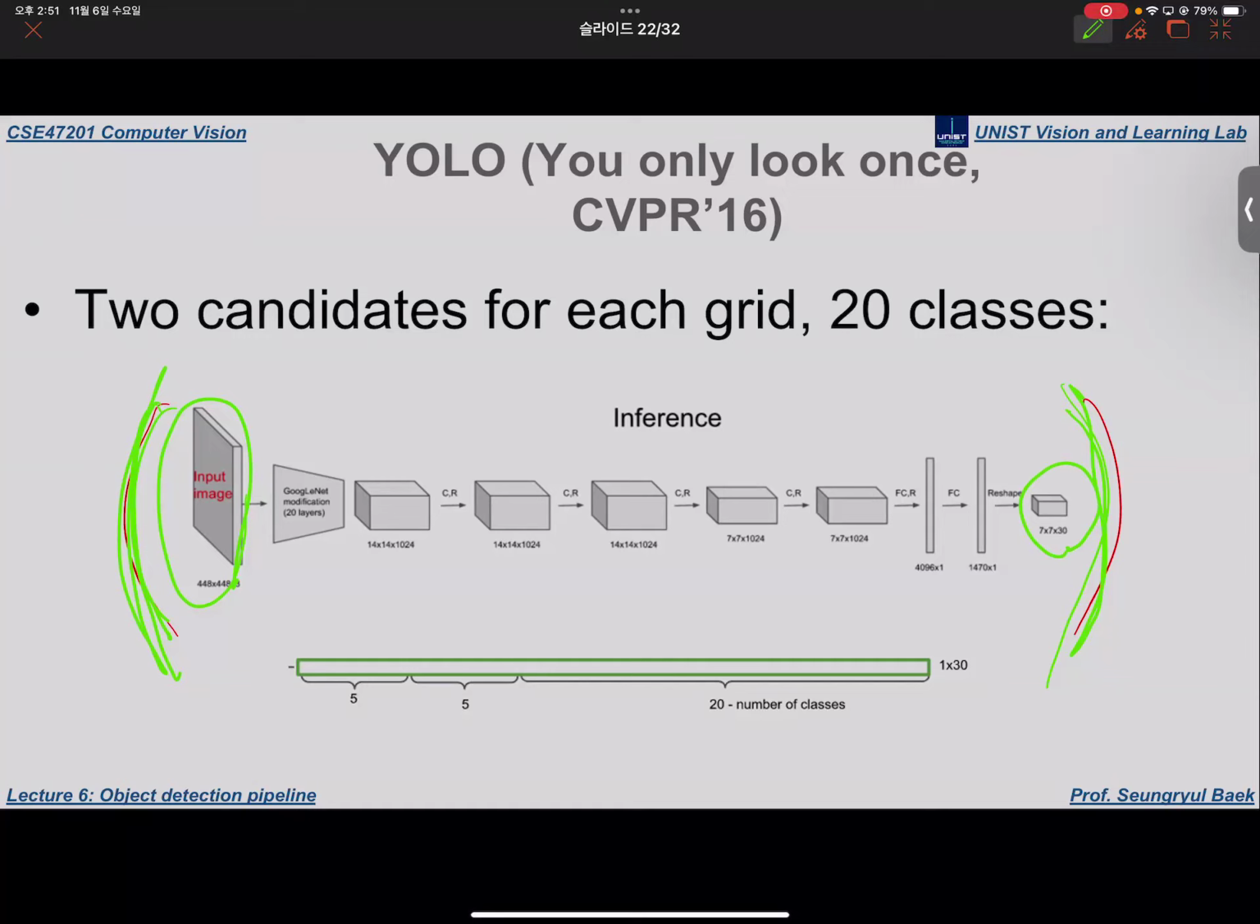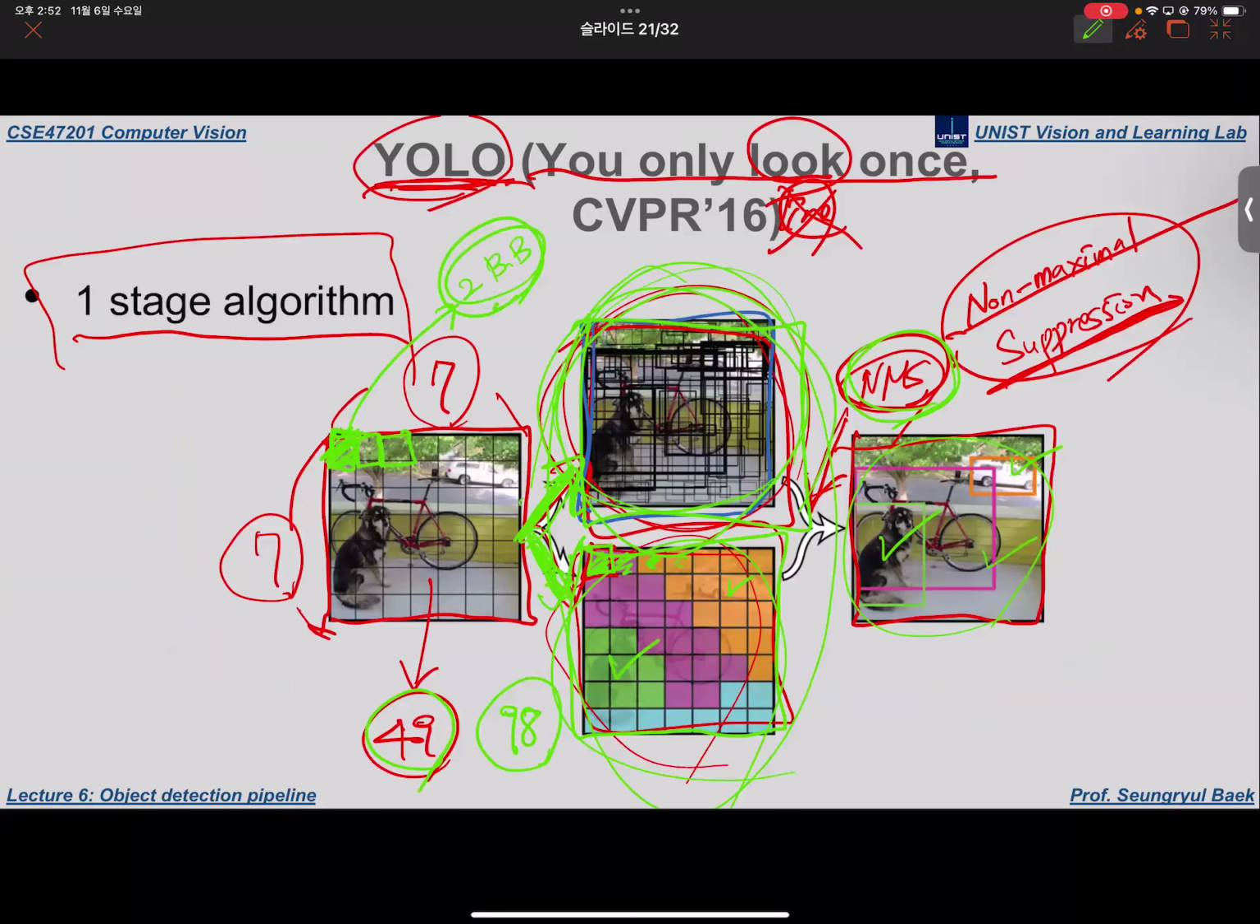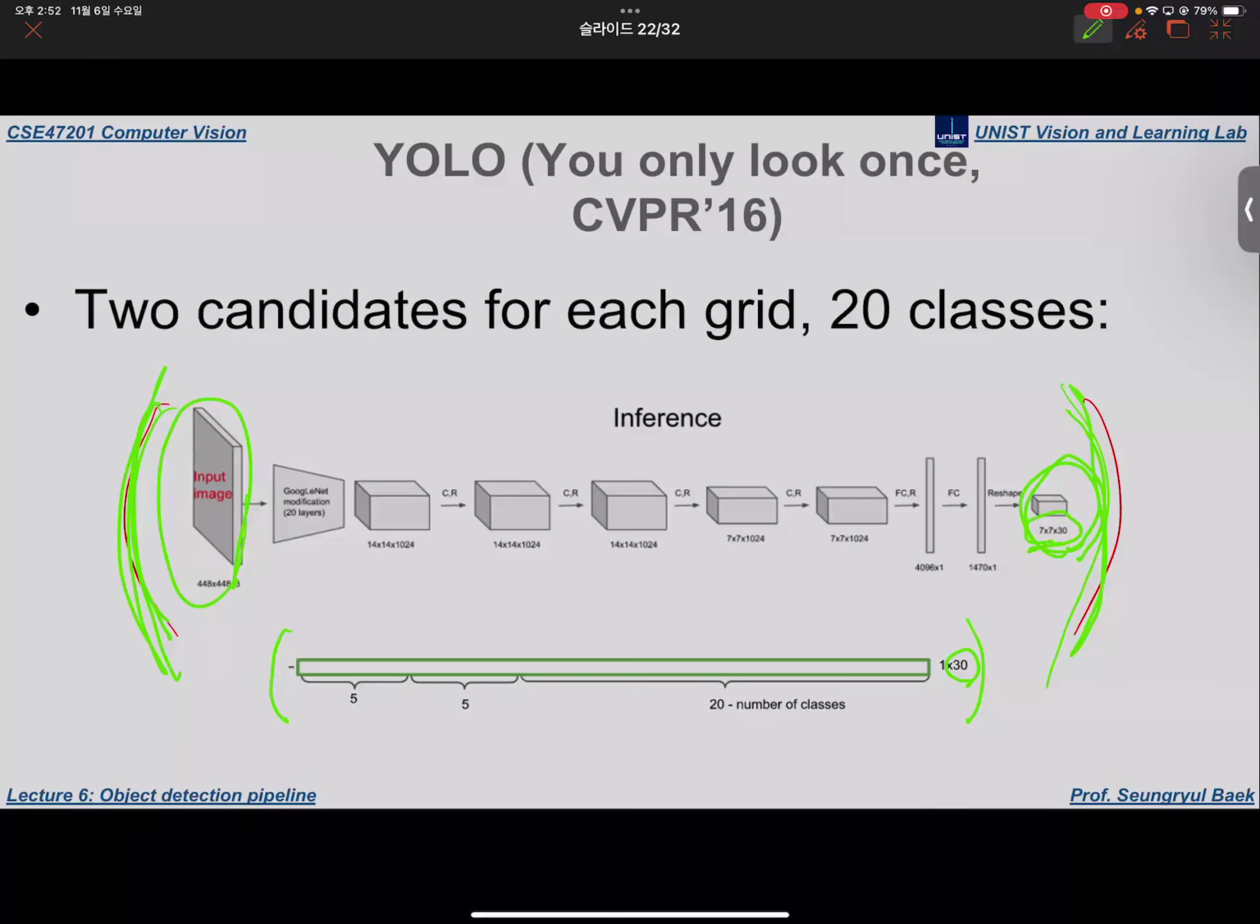And they are estimating a 7 by 7 by 30 dimensional array. This is because 7 by 7 denotes the grid size. For each grid, they are estimating a 30-dimensional vector. Are you following this? So 7 by 7 means for each grid, we will estimate a 30-dimensional vector. And that 30-dimensional vector looks like this.